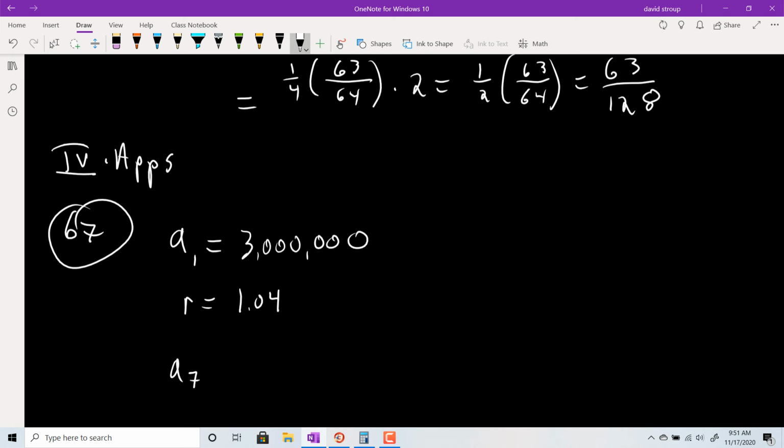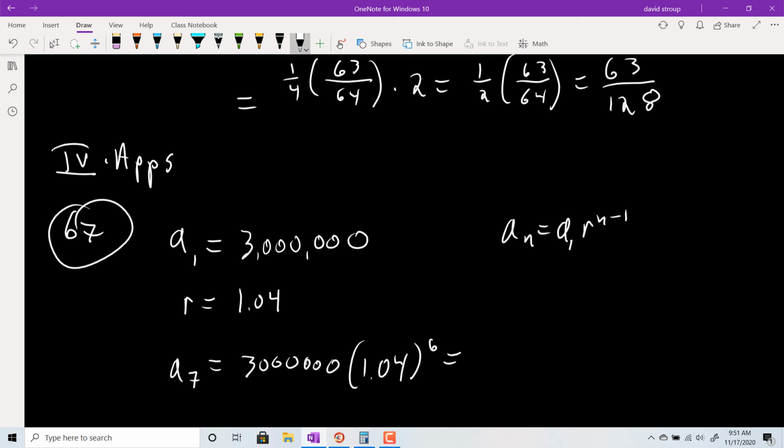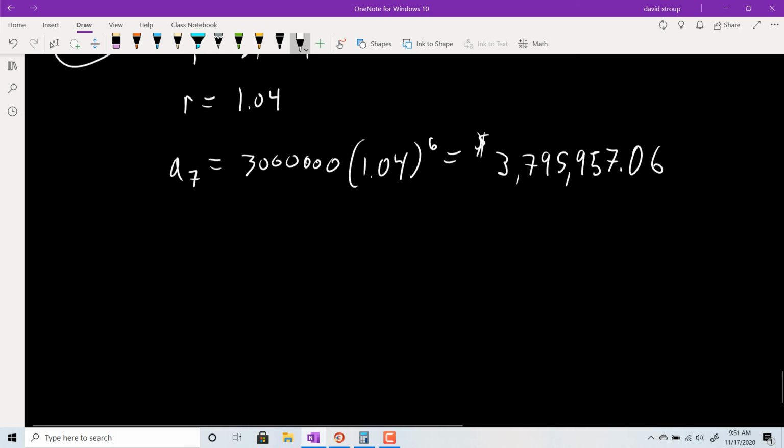Clearly a sub 7 from our formula, remember a sub n equals a sub 1 times r to the n minus 1. It's just 3 million times 1.04 to the 6. So in year 7, if you put that in your calculator, the baseball player will get $3,795,957.06. Must be nice. Now number 73 on page 1075.